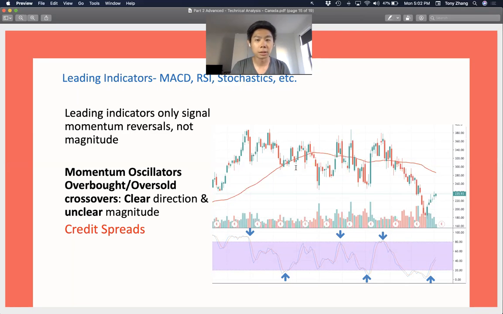So when you're thinking about these type of momentum indicators, it's important that you remember that when you get these buy signals, that just simply means that it's no longer going down. It doesn't mean that it's going up. It doesn't mean that it's going to go up by a lot. It certainly means that it's just no longer going down.